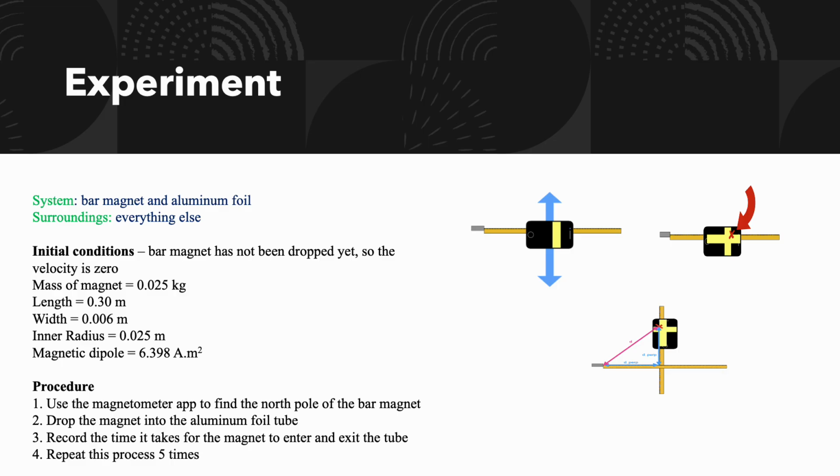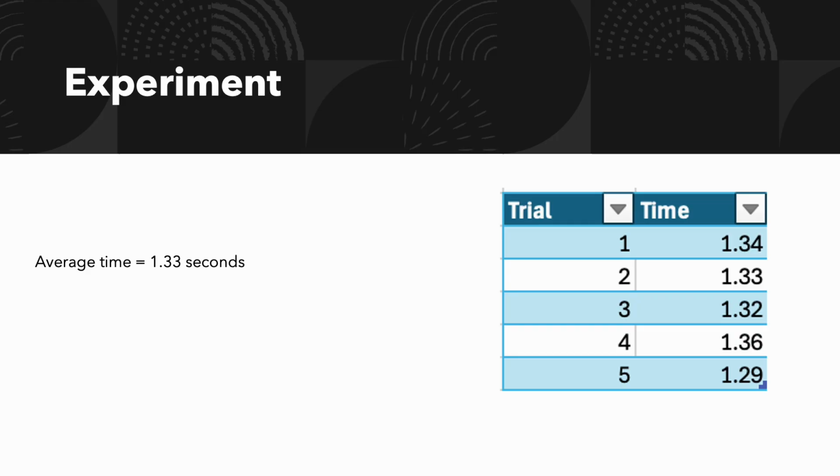So the procedure is to use the magnetometer app to find the north pole of the bar magnet, then to drop the magnet into the aluminum foil tube. The third step is to record the time it takes for the magnet to enter and exit the tube, and the final step is to repeat this process 5 times. So after 5 trials, the average time calculated was found to be 1.33 seconds.